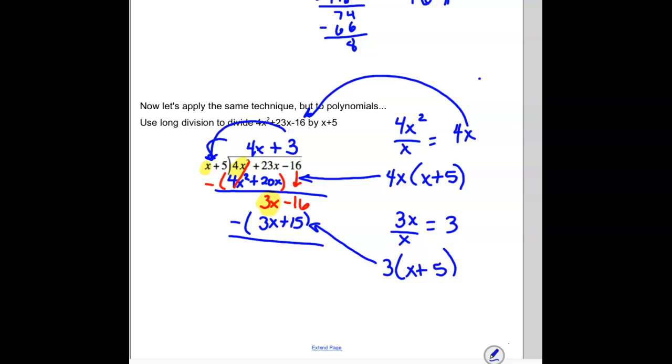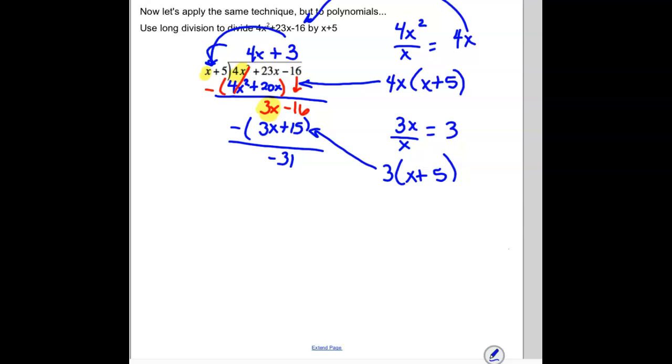So again, that first column should disappear. 3x minus 3x would be 0. We have negative 16 minus 15. That puts us at negative 31, and that is our remainder. There's no more x's to try to divide out. So our answer would be 4x plus 3, the stuff we had on top, plus we have this remainder of negative 31. It's being divided by an x plus 5.